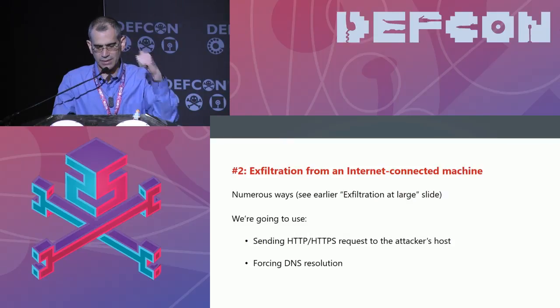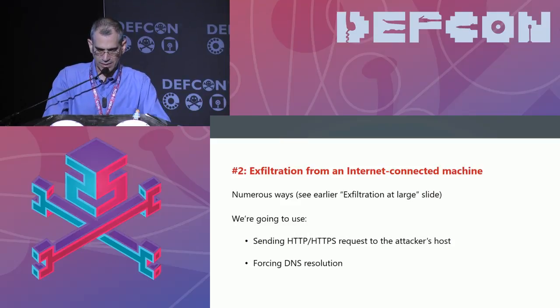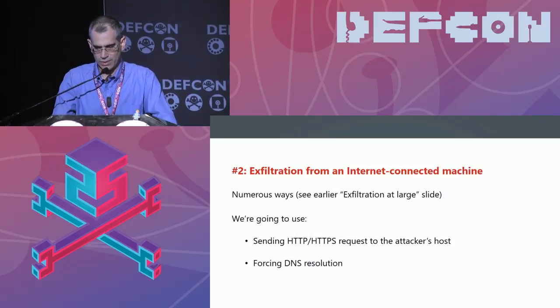One is simply sending an HTTP or HTTPS request to the attacker host, where the HTTP body section contains the data to be exfiltrated. And the second one is slightly more sophisticated, and it involves forcing a DNS resolution to an attacker-owned domain, using a subdomain that contains the data to be exfiltrated. Of course, the subdomain can only contain a small chunk of such data. So a series of DNS queries is needed to exfiltrate large amounts of data.